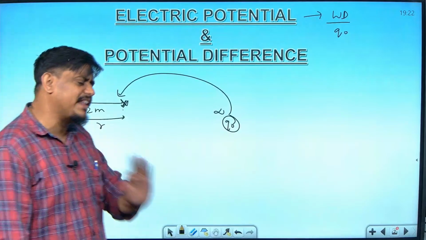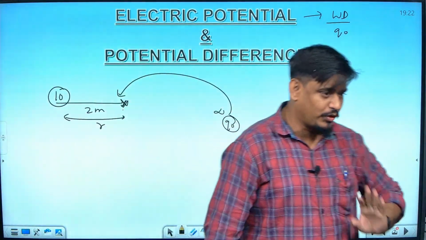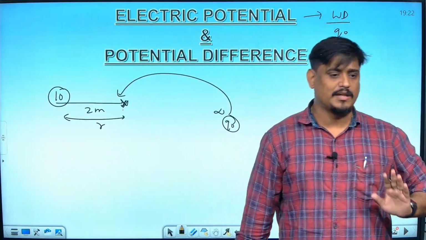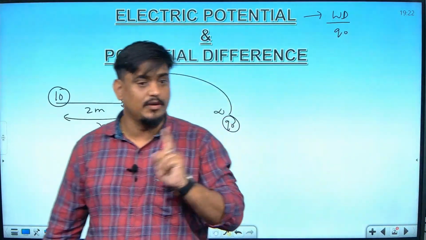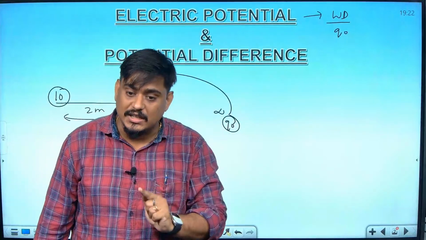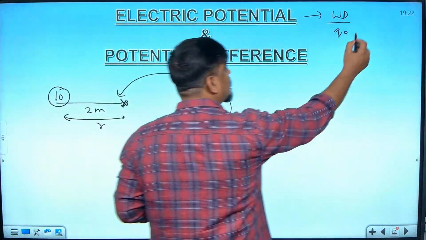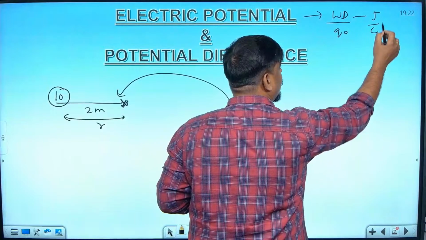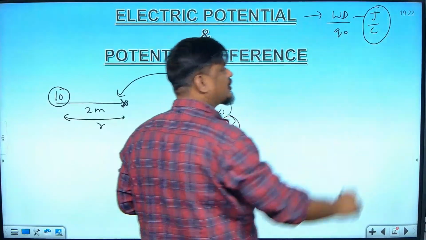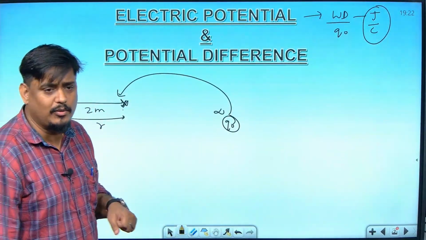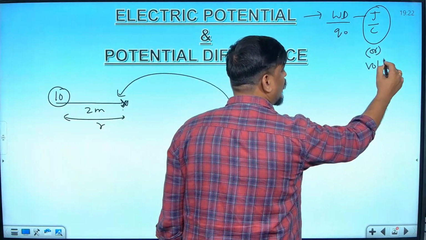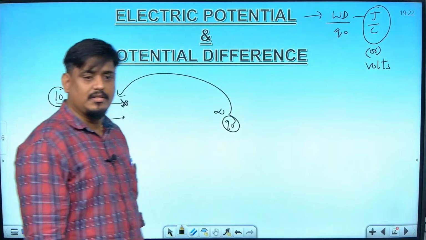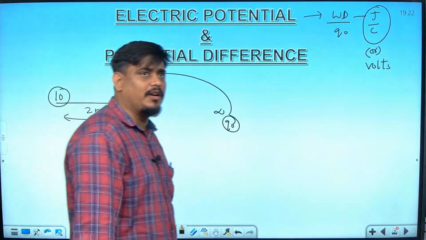Many children will write in the examination "work done to bring a charge," like what you told now, Shiva Prakash. They will lose marks in this, because if it is work done, it is potential energy. It is not work done, it is work done per unit charge. Work done is in joules, charge is in coulomb. So, the SI unit of electric potential is joule per coulomb. It is also called volts. Joule per coulomb is also called volts.